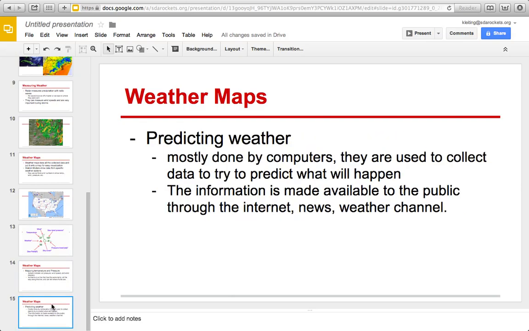Predicting weather is done mostly by computers. They're used to collect data and try to predict what will happen. The information is made available to the public through the internet, news, weather. So when you get upset with the weatherman, he's not really to blame. He's doing the best he can with what he has in front of him, and a lot of this is automated. They give it to the computer, it processes it out, and then he just kind of interprets the data. But that will do it for lesson 3.